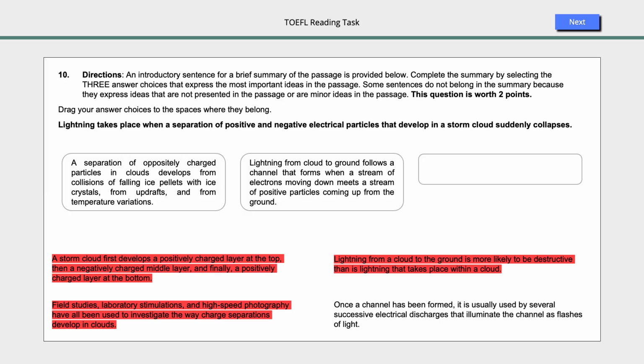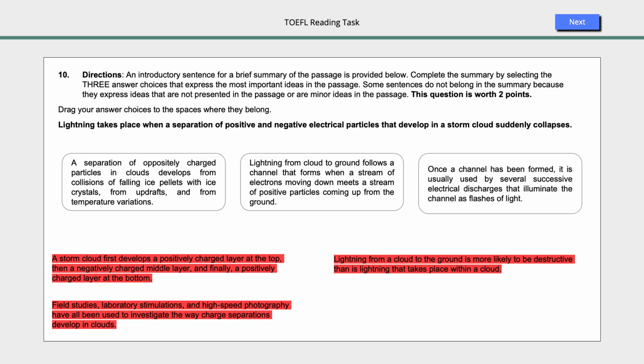And the final one says, once a channel has been formed, it is usually used by several successive electrical discharges that illuminate the channel as flashes of light. This information is given in paragraph 6. It shows the result of the processes described in the passage. So this is a main detail and should be included. And there we have our complete summary.